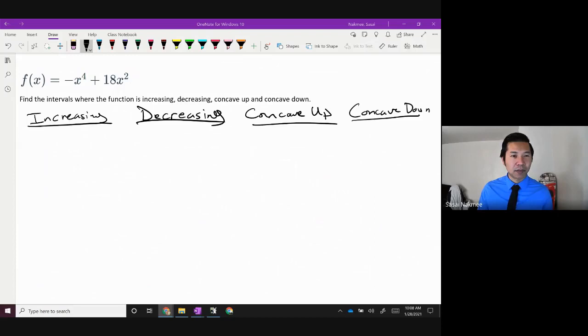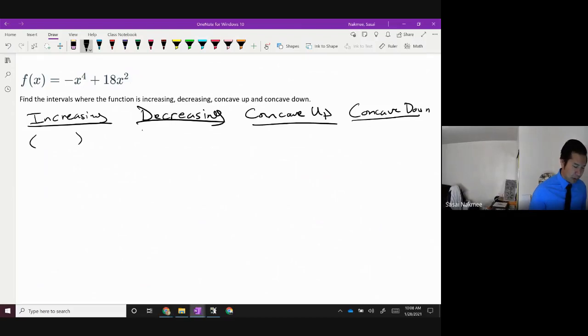7 minutes. Okay. So on this function, tell me where's the function increasing? Where's decreasing? Where's it concave up? Where's it concave down? Give me those intervals. And if you have more than one interval, just tell me which one's which.